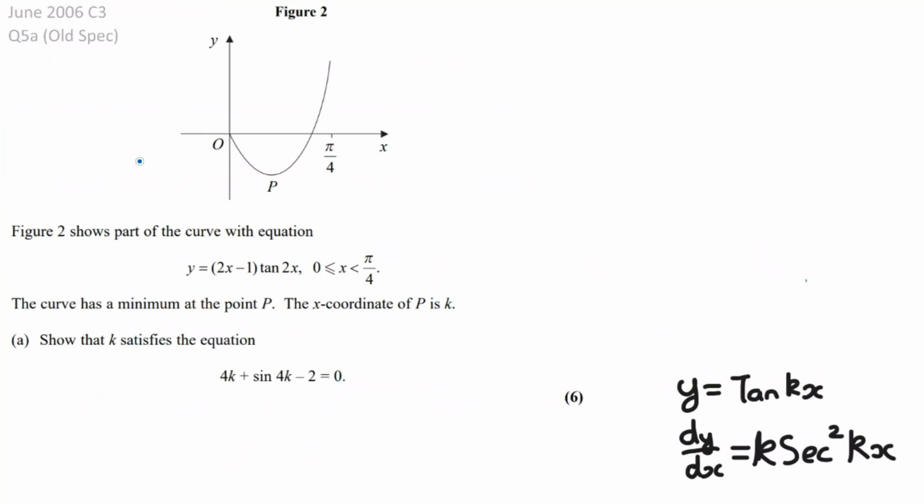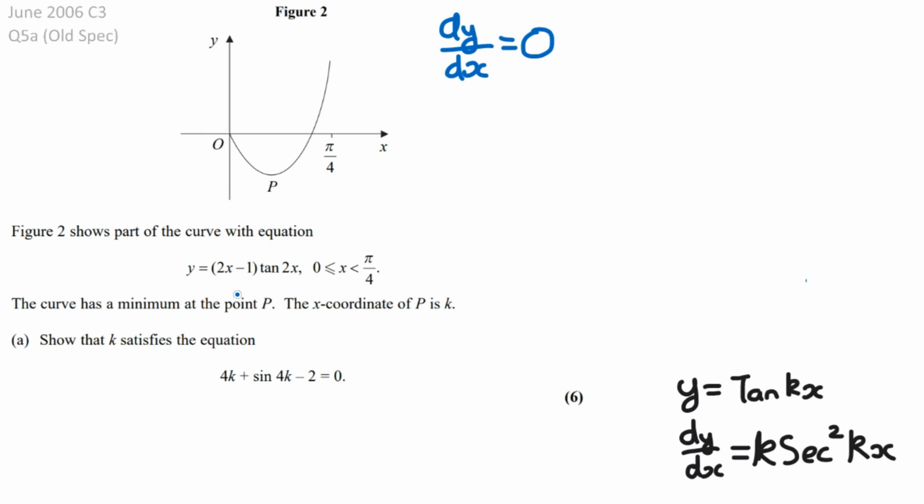So here's another past exam question. We're given this curve here and we're told that it has the equation y is equal to (2x minus 1) tan of 2x, and that it has a minimum at the point P, where the x coordinate is k. We need to show that k satisfies this equation here. This is a minimum and a turning point. Remember, as we talked about before, at turning points and stationary points, dy over dx is equal to 0. So we need to find dy over dx, set it equal to 0, and then show that we can satisfy this equation here.